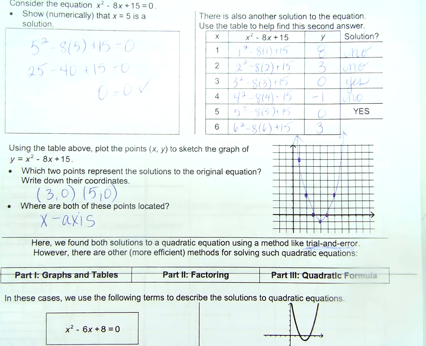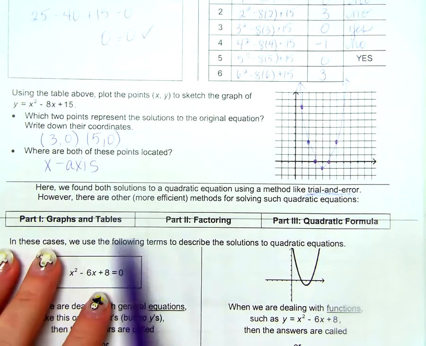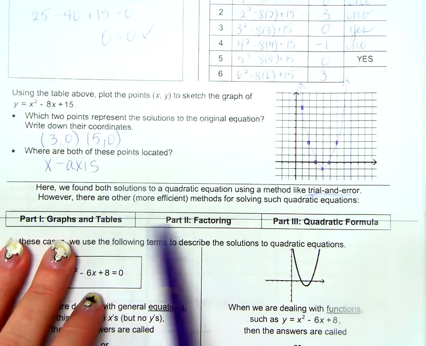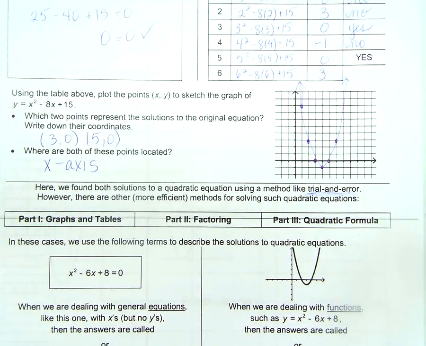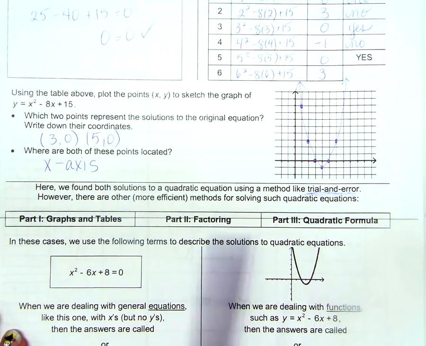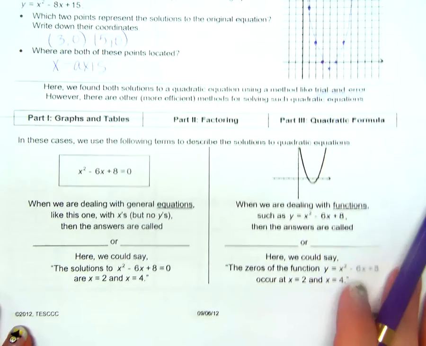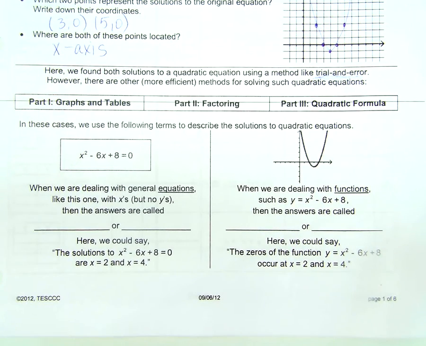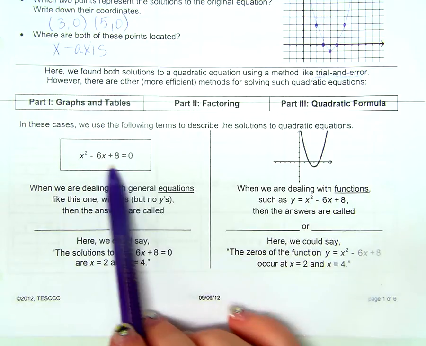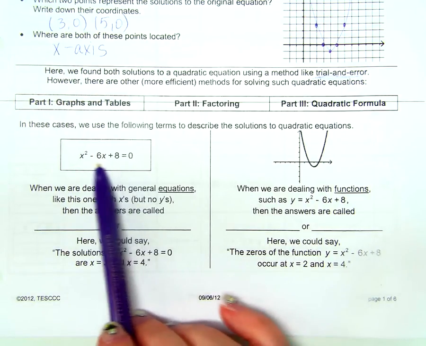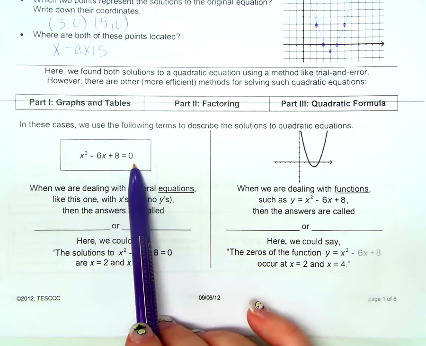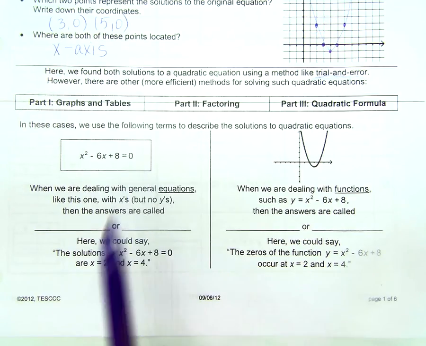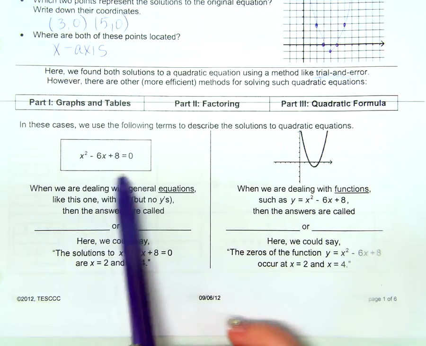Okay? Remember I told you we would do it 3 ways. Here's the 3 ways. Graphs and tables, factoring, and quadratic formula. These are the 3 ways we're going to solve quadratic equations. Okay? Regardless of which way we solve it, there is some vocabulary that I need you to know. Okay? Look at this equation right here. How many variables are in this equation? I have an x. Do I have any other variables? No, so I only have one variable, just the x variable.